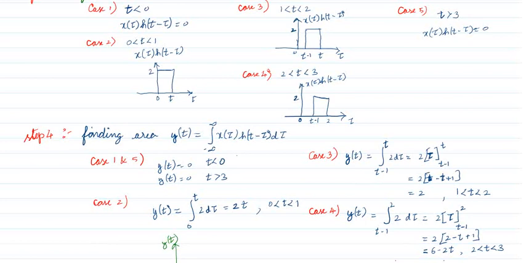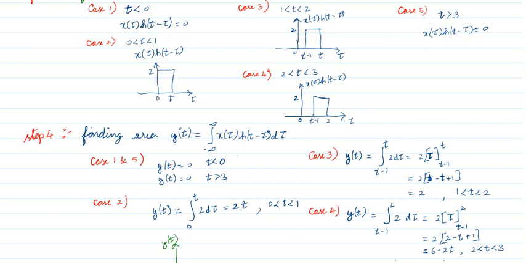Case 2, what is the limit? 0 to t. What is the product of these two? It is 2 d tau. So if you integrate 2, I will get 2 tau. Then substitute the limit t minus 0. You get 2t. Okay.